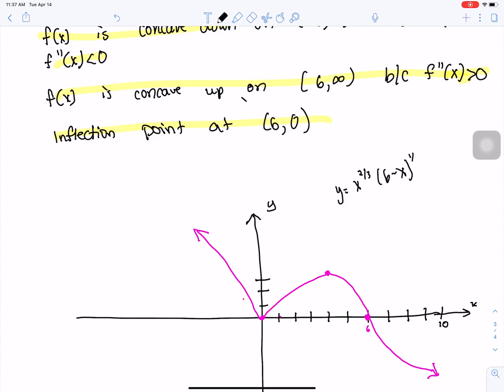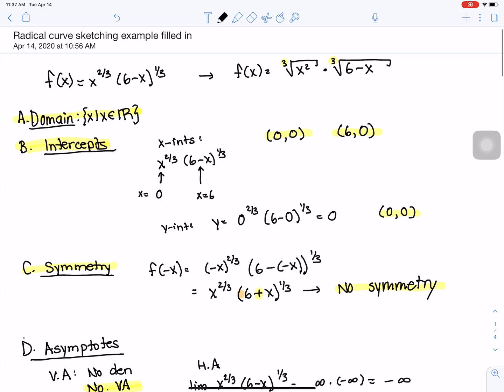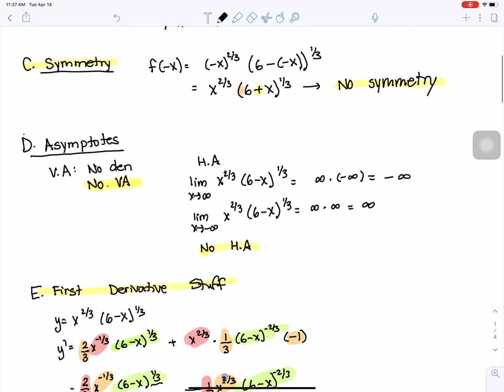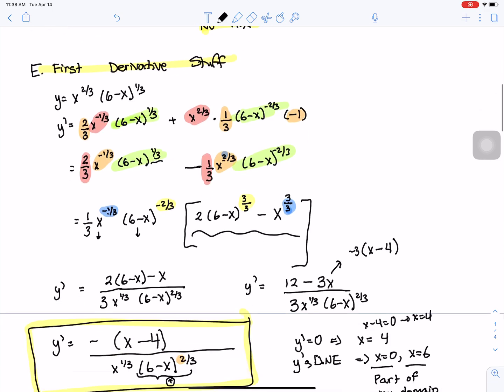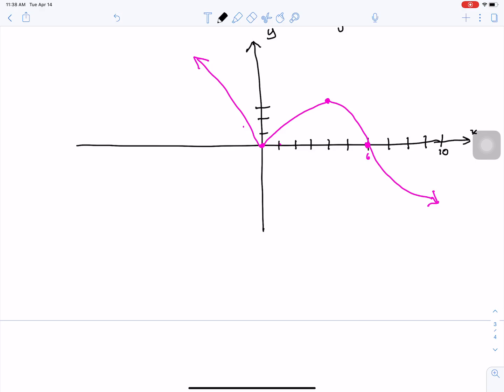And again, if sometimes things don't make sense, you want to make sure that you kind of analyze things to make sure, does this make sense? My domain is all real numbers. You go back to the beginning and you can kind of check, you know, domain is everything. My intercepts, there's no symmetry, there's no horizontal asymptotes. My infinities are going in the right direction and so forth, okay? And that's that.